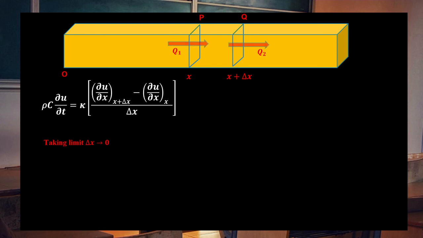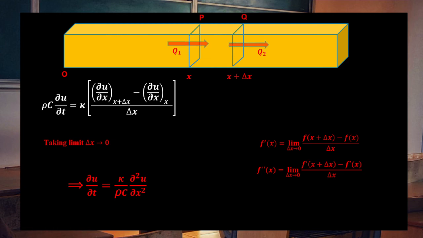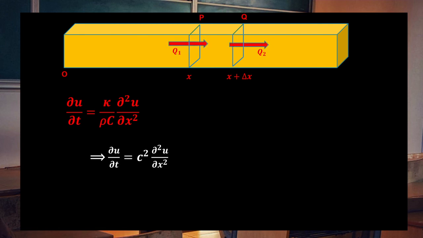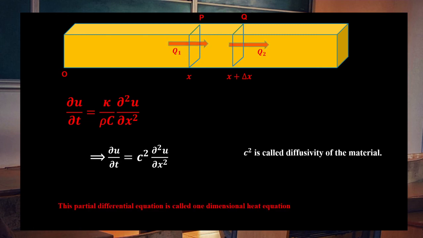Taking delta x tends to 0 and using the equation f'(x) equal to the limit as delta x tends to 0 of [f(x plus delta x) minus f(x)] divided by delta x, the right-hand side of the equation will give us the second derivative of u with respect to x. So ∂u/∂t equals K by rho C ∂²u/∂x². Putting c² equal to K by rho C, we get ∂u/∂t equal to c² ∂²u/∂x², where c² is called the diffusivity of the material. This partial differential equation is called the one-dimensional heat transfer equation.